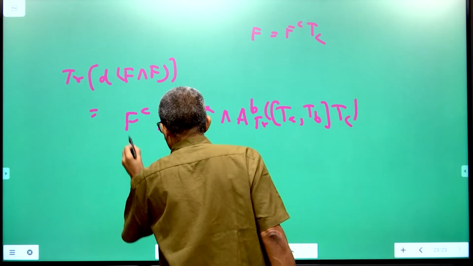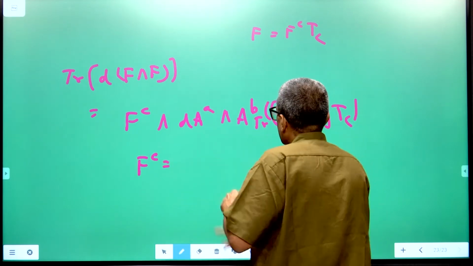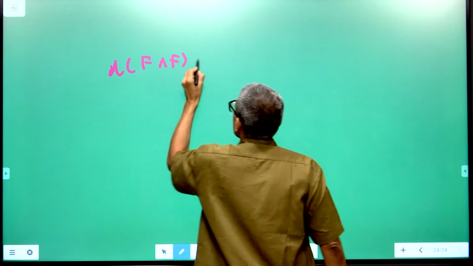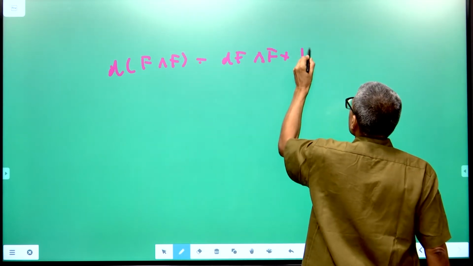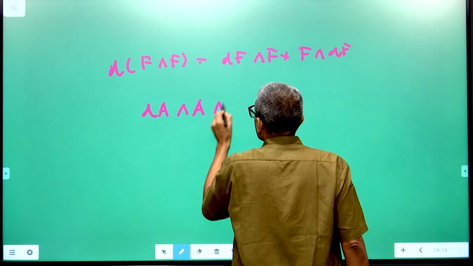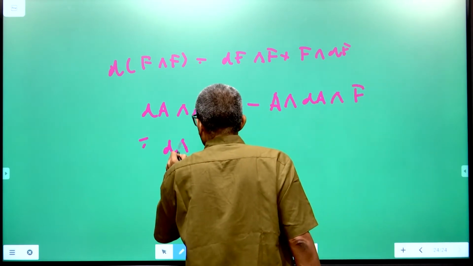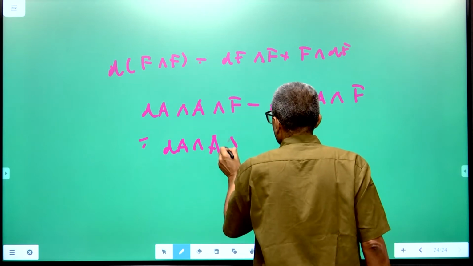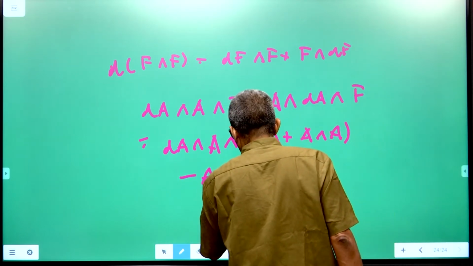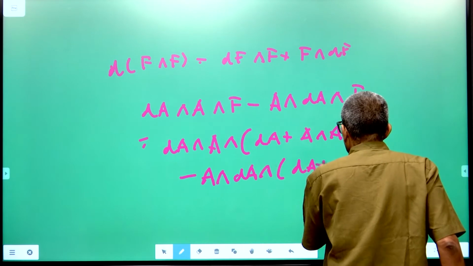Now this can be written as F^c, you substitute for F^c. You can substitute and show that all cancellations will take place. Instead, it may be more instructive to do it this way. If you look at d of F wedge F, this is dF wedge F plus F wedge dF. If you look at the first term, it is nothing but dA wedge A wedge F minus A wedge dA wedge F, which is nothing but dA wedge A minus A wedge dA, times F, where F is dA plus A wedge A.